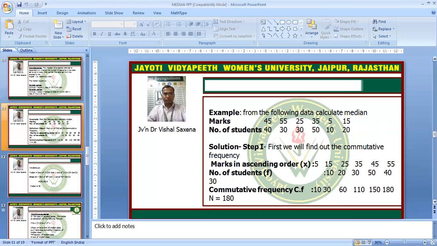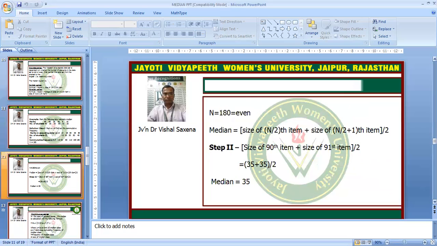Because we have to see the 90th item, we have to look for 90 in the cumulative frequency column, and 90 is not present. So we have to see the value just above 90 in the cumulative frequency column. That is 110. 110 is the just higher value of cumulative frequency than 90, and the corresponding value of x is 35. So 35 is the size of this item. So the size of the 90th item is 35, and in the same way the size of the 91st item is again 35. So it means (35 plus 35) upon 2, and therefore the median is given by 35.